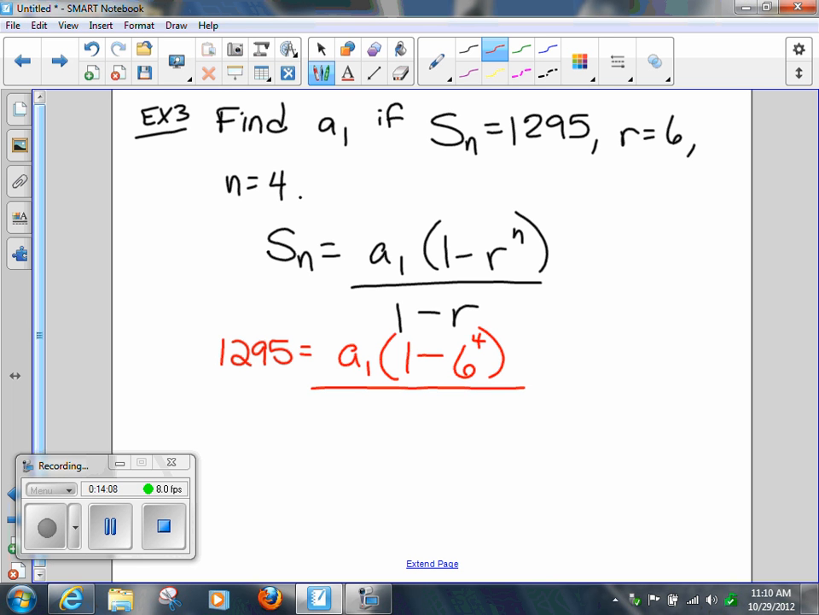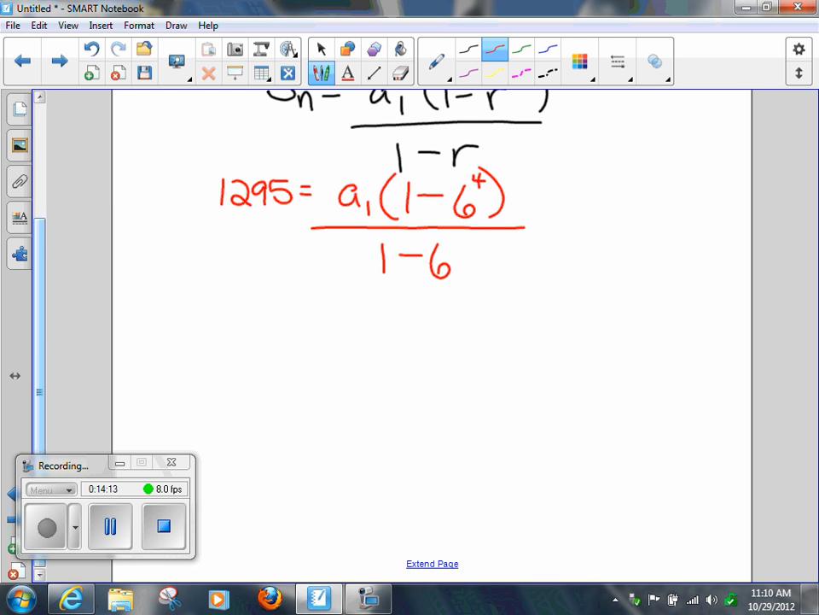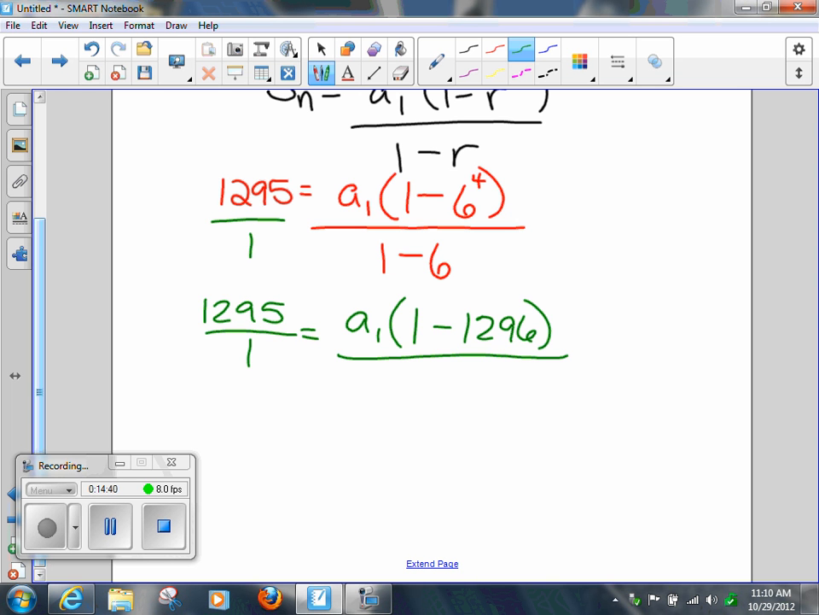Holy big number. 1 minus 6. All right, I can deal with that. And look, I have a number equal to a fraction. What do you know I'm going to do to 1295? I'm going to throw a 1 under it. And it's going to make me happy because it's balanced. Okay, here we go. I don't need to do anything with it now other than start simplifying things. 1 minus 6 to the 4th power. 6 to the 4th power is 1296. Over negative 5. You with me so far?